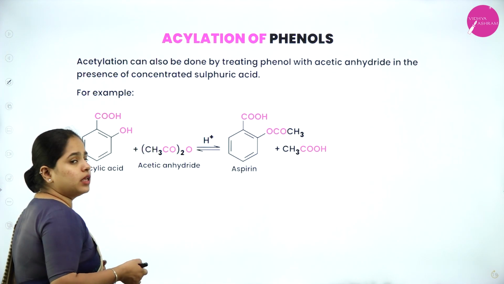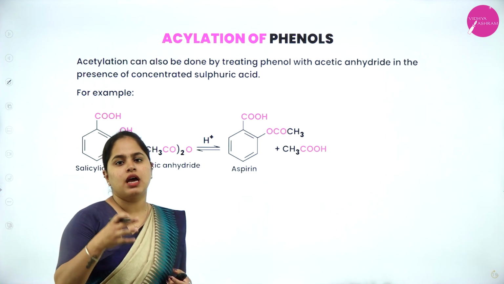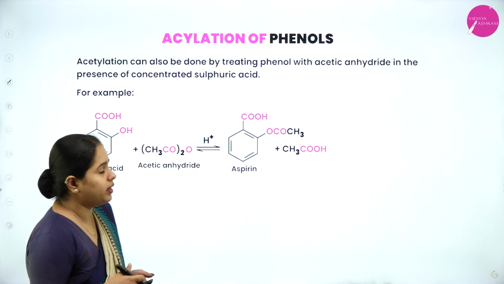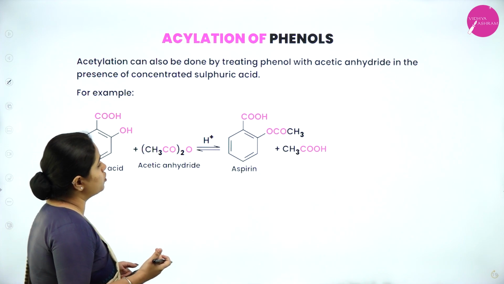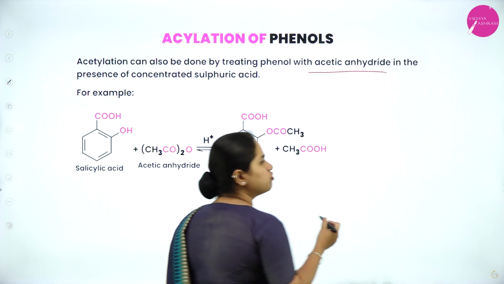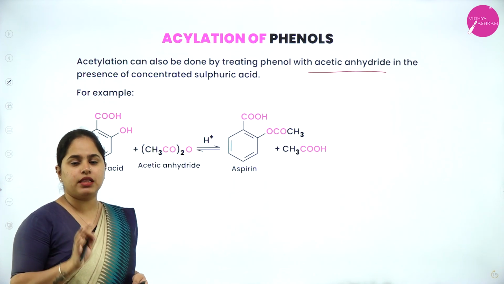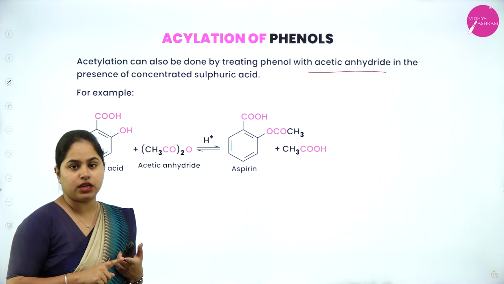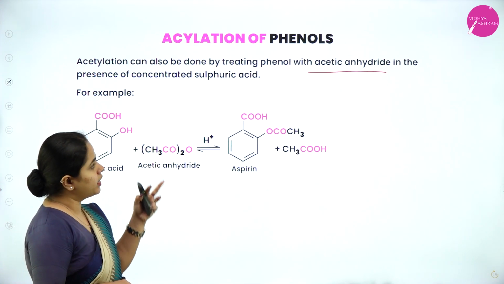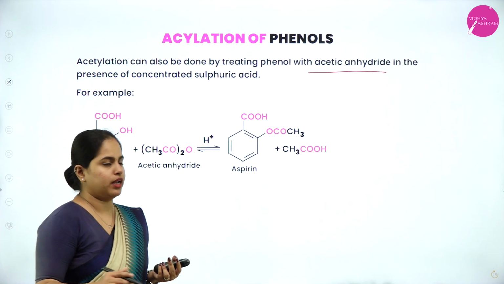Okay, now another method was also discussed. One, it is by the addition of acid chloride RCOCl. Next one is by acetylation, which can also be done by treating phenol with acetic anhydride to form ester. So that means three methods we have studied here. One is reaction with carboxylic acid, one is reaction with acid chloride, next one is reaction with acetic anhydride to form an ester. Let's see.